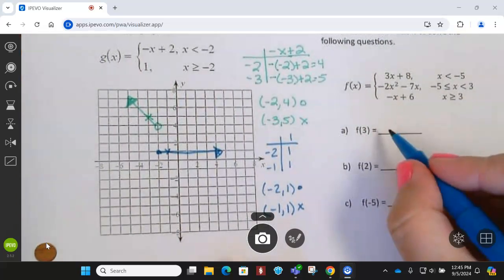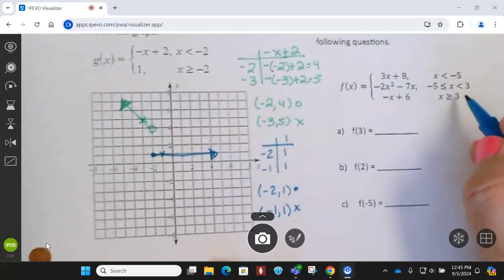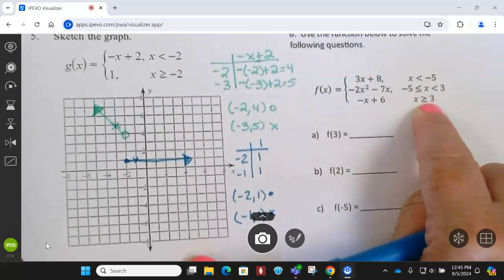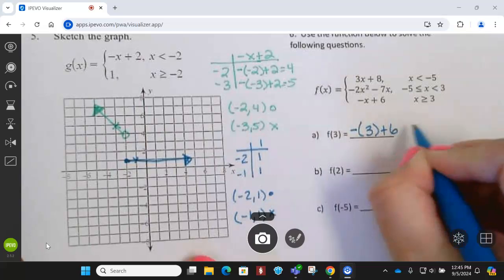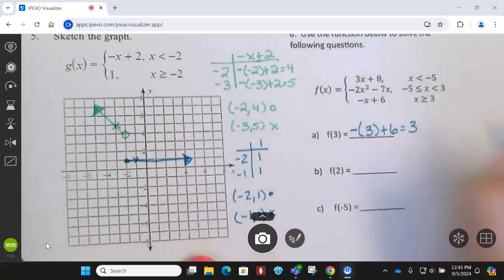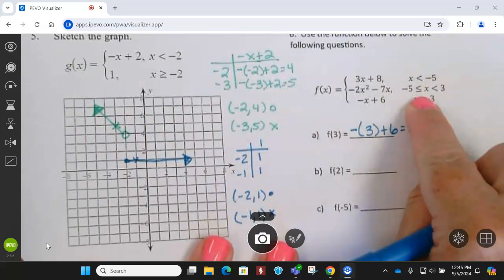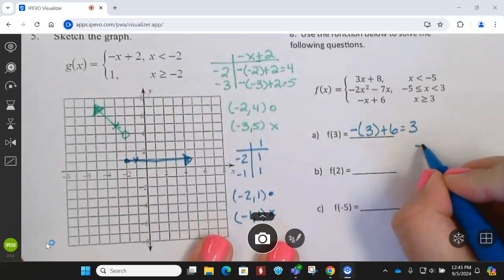Okay, so here we go, 3. I need to plug 3 into one of these equations. And the way I know which one is the equal to sign, because this one has the 3. So this will be -3 plus 6, which is 3. Okay, so now we're going to plug in 2. So 2 falls in between -5 and 3. So here we go. So it'll be 2.